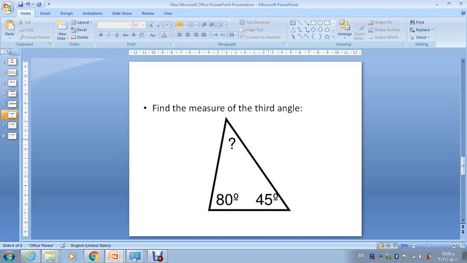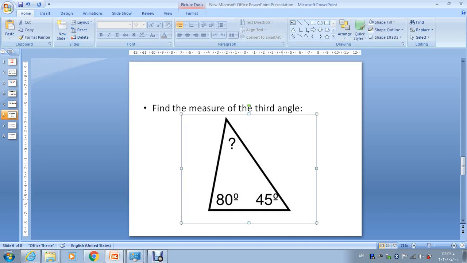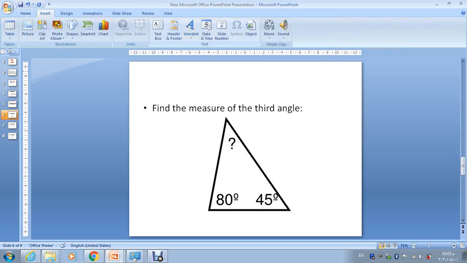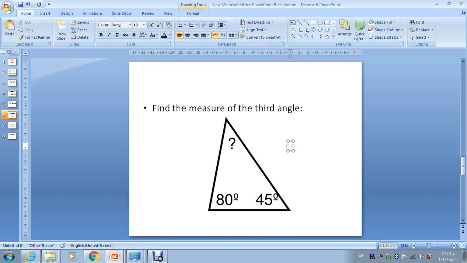If we have one angle here that is 80, and the other angle here is 45, how can I get the third angle? I know that the sum of all angles in one triangle is 180. I mean all of them. So 80 plus 45 plus question mark, the angle that I don't know, equals 180.